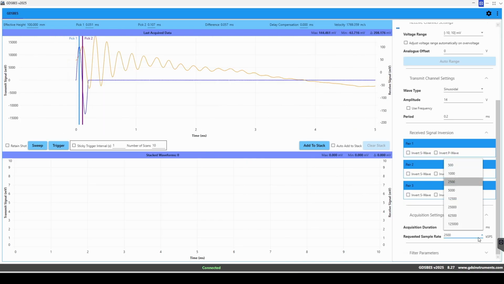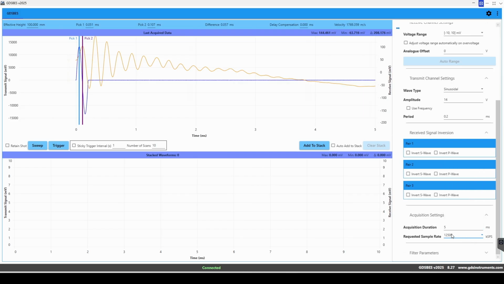Then, requested sample rate. This defines how many samples per second are taken by the system, expressed in thousands of samples per second. For example, 500 equals 500,000 samples per second, and 125,000 equals 125 million samples per second. A higher sample rate captures more detail in the waveform, which is useful for high frequency signals, but also increases the data size.